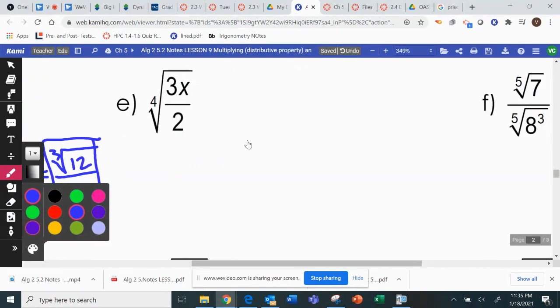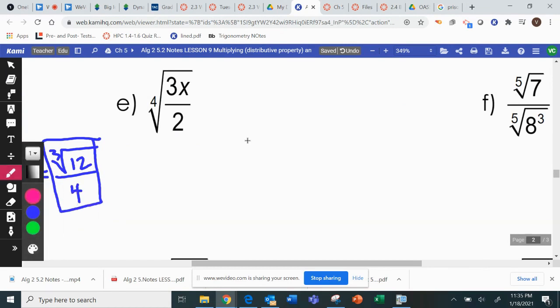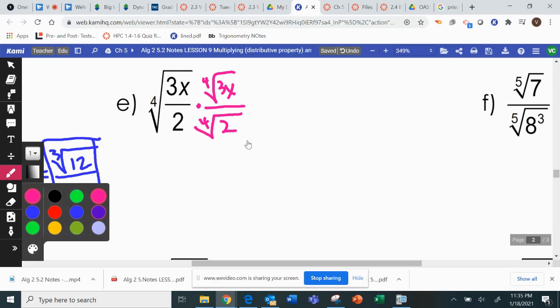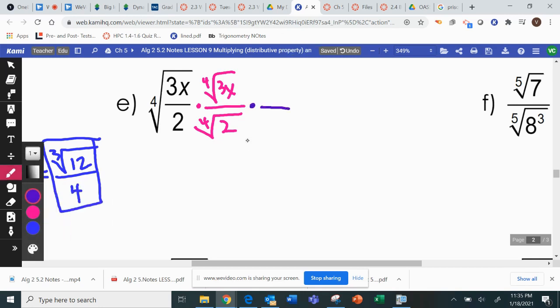All right, next one is 4th root of 3x over 2. Those don't reduce, so I'm going to go ahead and write the 4th root of 3x over the 4th root of 2. And I have a radical in the denominator, which means I have to rationalize. Since it is a 4th root, I will think about multiplying by 4th roots. And when I'm done multiplying by the 4th roots on the denominator, I should have the 4th root of 2 to the 4th. That's what I'm going to have when I'm done.